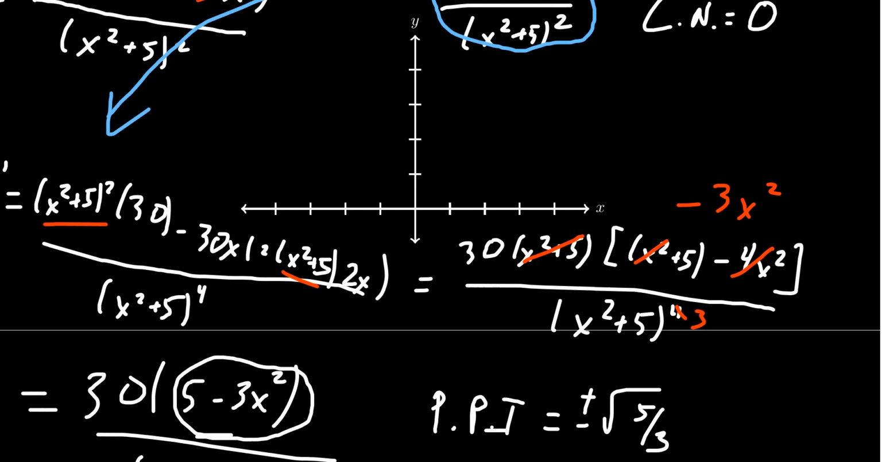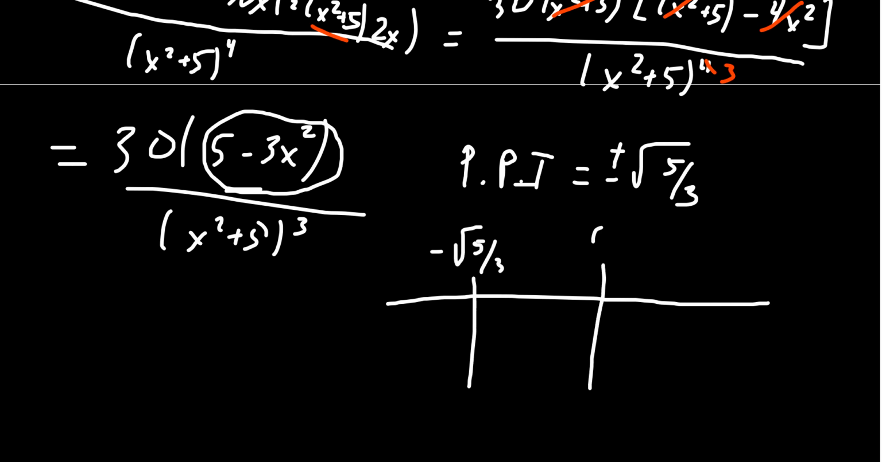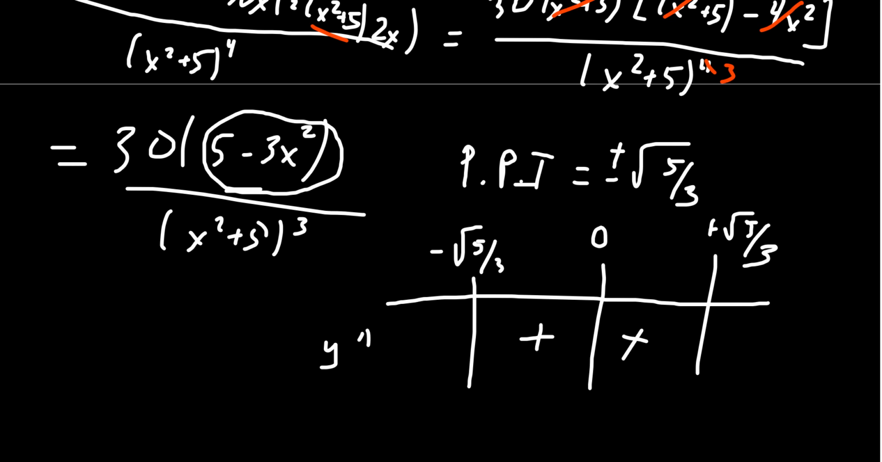And so we want to build our sign chart from this. So let's take our PPIs. So we have this negative square root of 5/3. We had 0 as a critical number. And then we had positive square root of 5/3. What is our second derivative doing right here? If we pick something like, I'd say, 0, at 0, this thing ends up being positive. So we get positive and positive. If we pick something greater than the square root of 5/3, we'll get something negative. And then over here, we also get something negative. We plug some values in there.